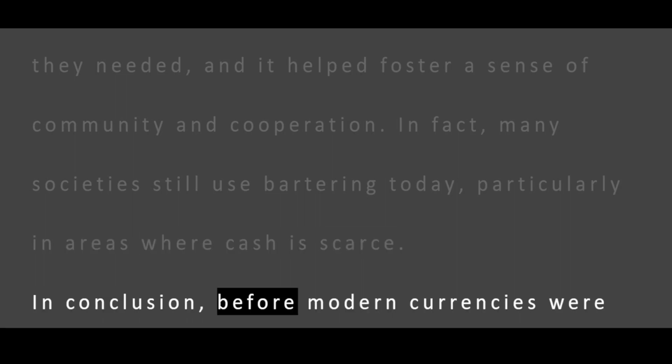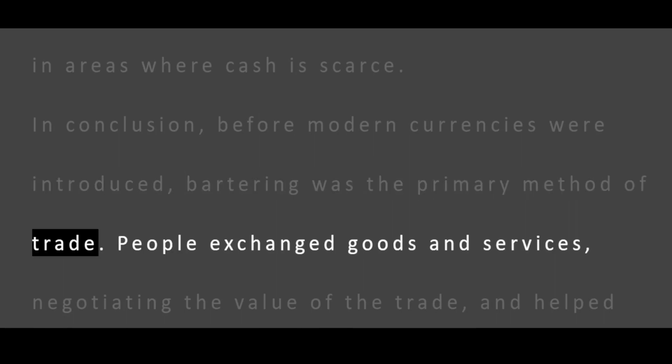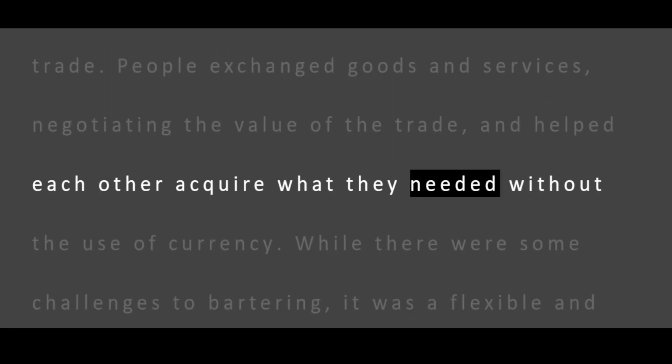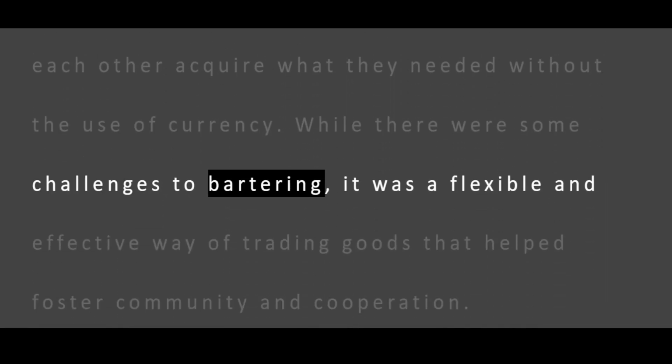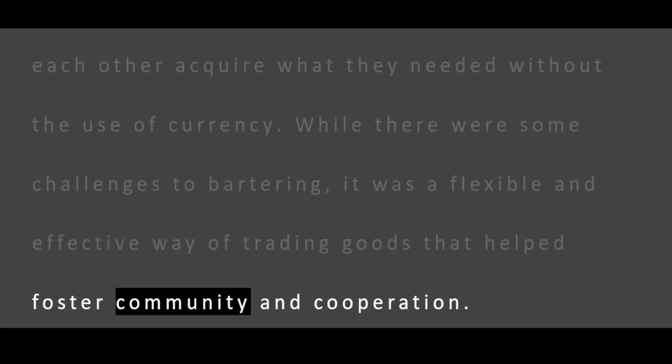In conclusion, before modern currencies were introduced, bartering was the primary method of trade. People exchanged goods and services, negotiating the value of the trade, and helped each other acquire what they needed without the use of currency. While there were some challenges to bartering, it was a flexible and effective way of trading goods that helped foster community and cooperation.